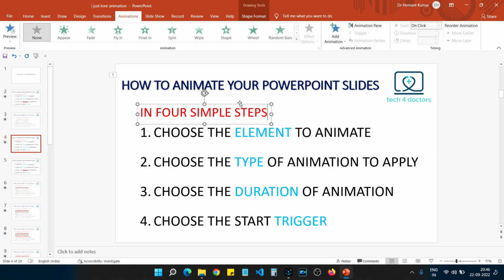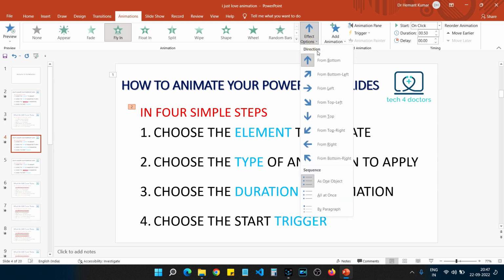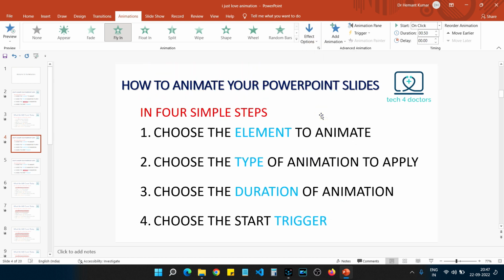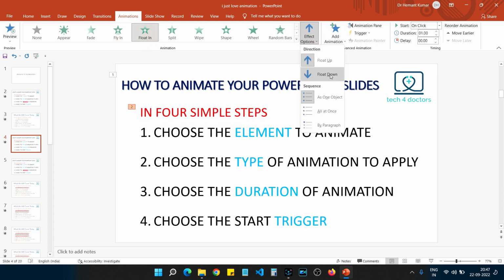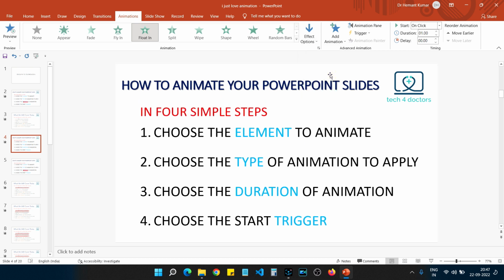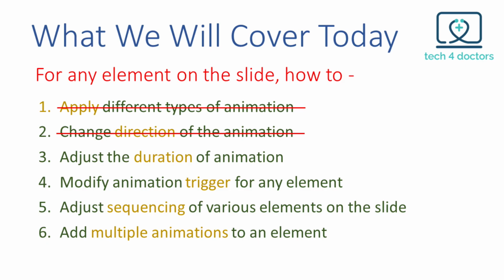Let's repeat this. Let's first animate this with a fly in, then go to effect options, change it to from top, change the type of animation to float in, go to effect options, and we want to choose float in from the top. So this is how you can change the direction of any animation, and the options available to you will vary with the type of animation that you have chosen.